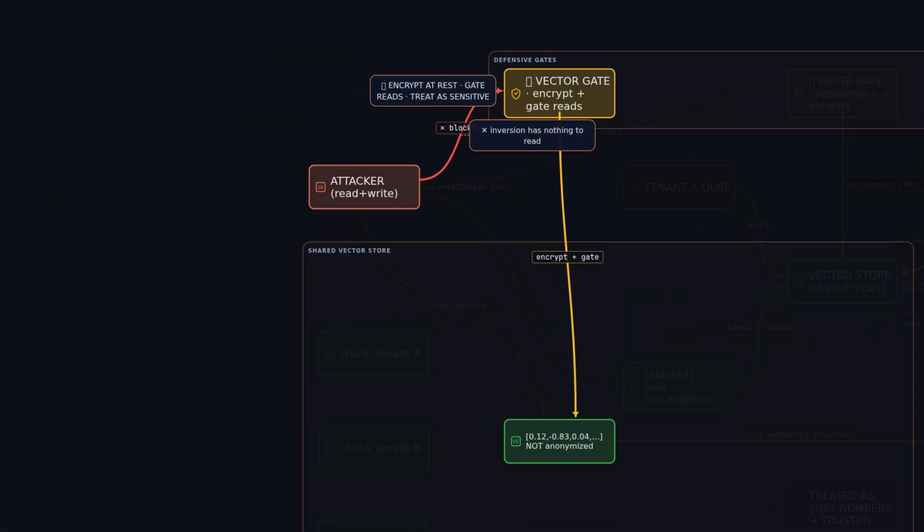Gate 2. Treat embeddings as the sensitive data they are. Encrypt them at rest and gate who can read the vectors at all, so inversion has nothing to work from.